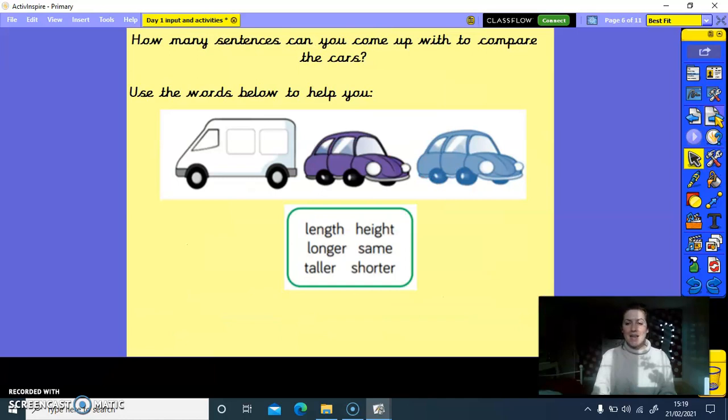Okay, how many sentences can you come up with to compare the cars using these words below? So we've got length, height, longer, same, taller and shorter. I'd like you to pause the video and have a discussion with your grown-up about some of the STEM sentences you can think of for these 3 cars.